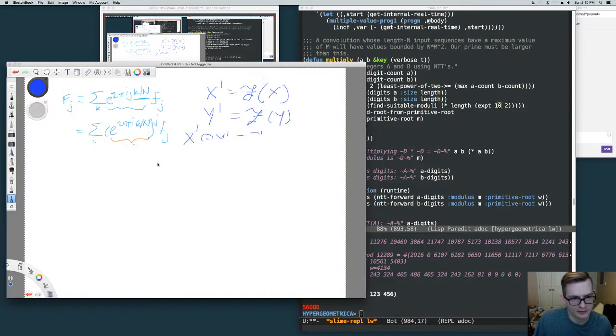So the definition of convolution is something like this. If we have two sequences, x convolved with y, this is equal to, for a discrete convolution, the sum from i equals 0 to n minus 1 of x sub i times y sub n minus i minus 1. So we don't want this computation right here to overflow our integers.